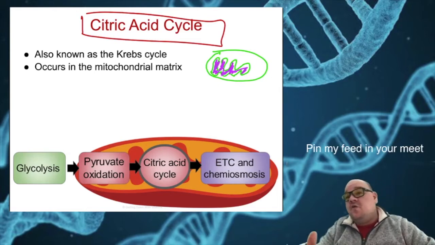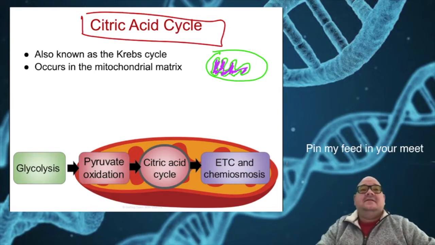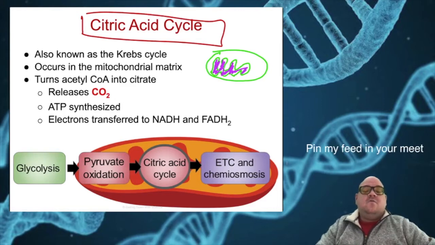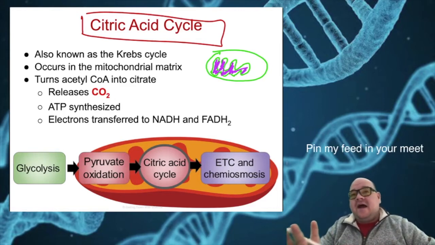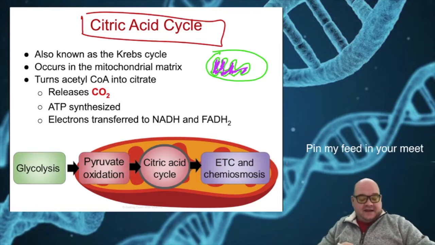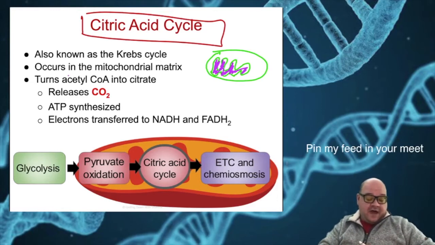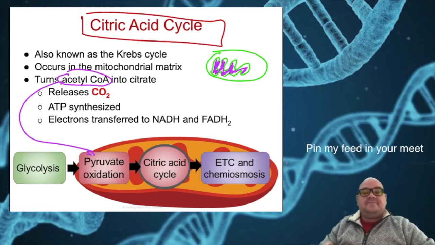So you want to know where things are happening. Okay, what is its input and output? Okay, it turns acetyl-CoA, made in this step, pyruvate oxidation, into citrate. Okay, so citrate is an output.